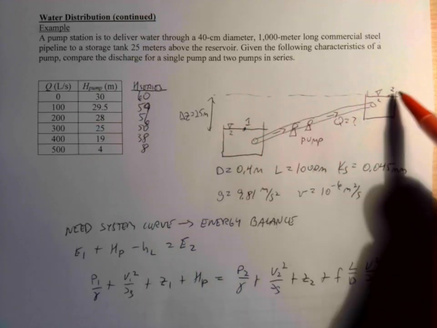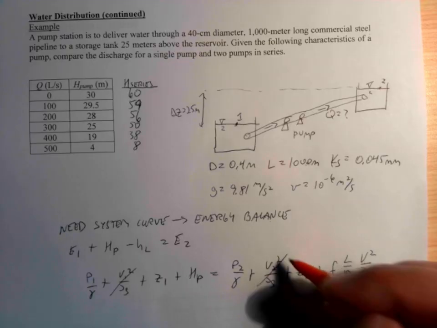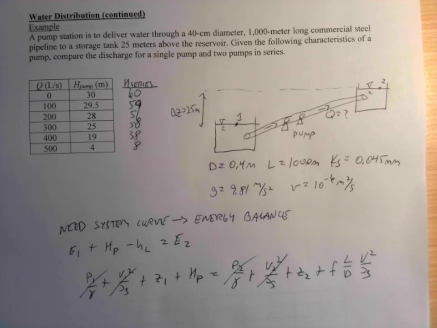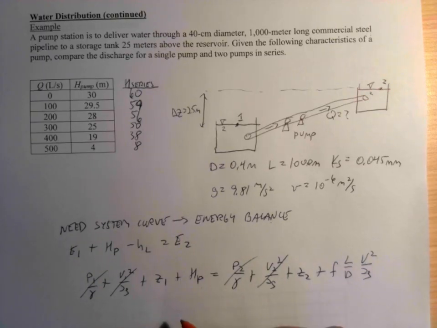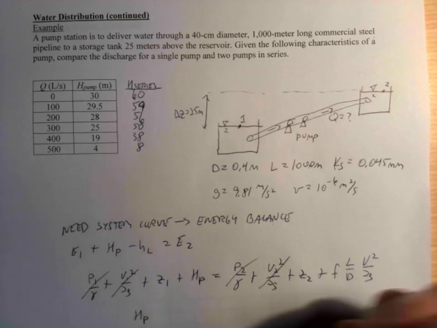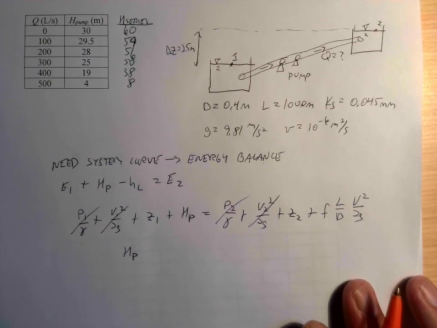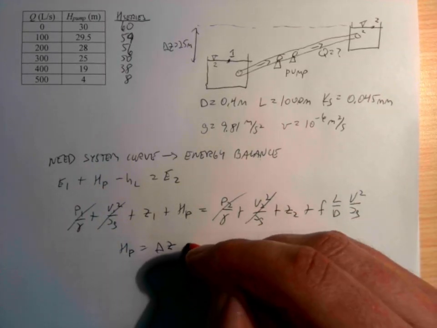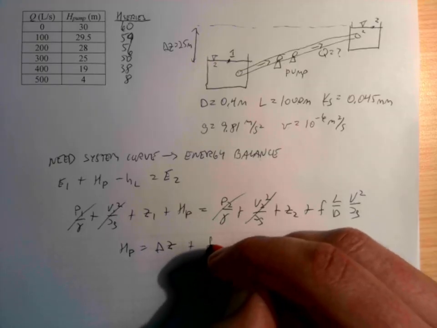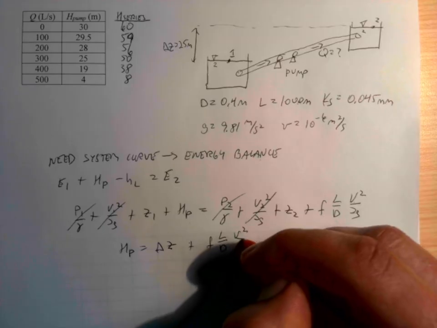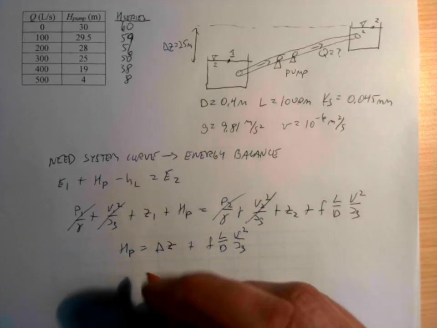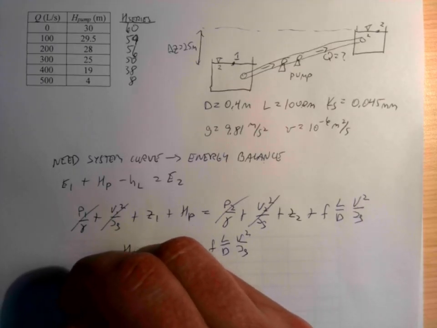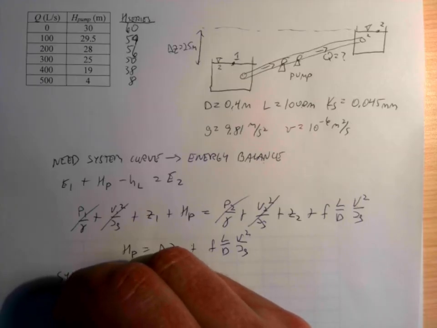So as I said, those points are going to be negligible velocity because they're at the surface, and then they're both atmospheric pressure, so those are the same. And so then we basically can simplify this to just say the energy that is required by the pump is going to be equal to the delta Z, the height we're lifting the water, plus f L over D V squared over 2g. Okay, and then this is the system curve.